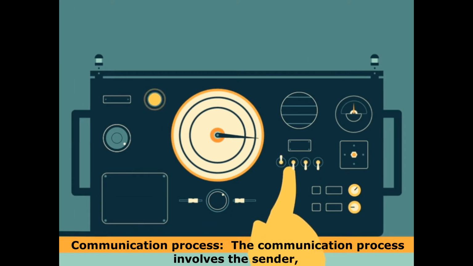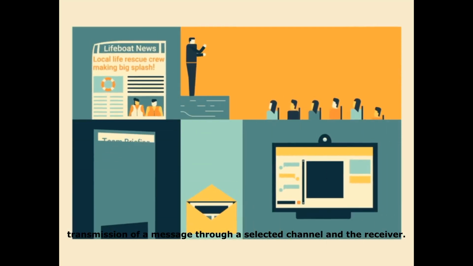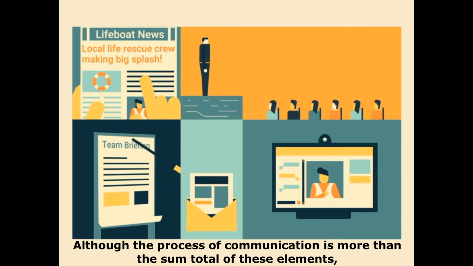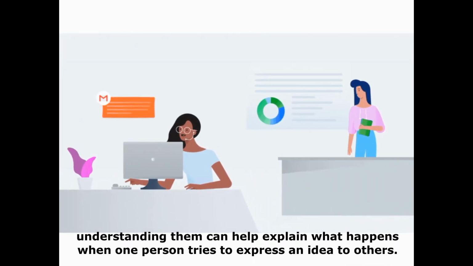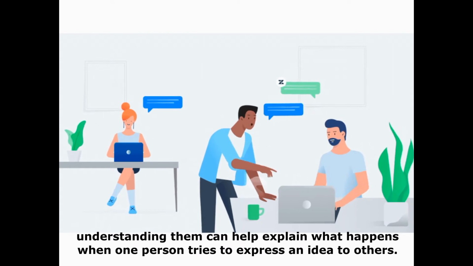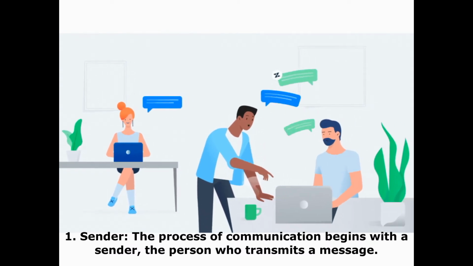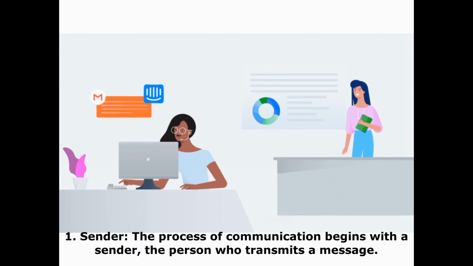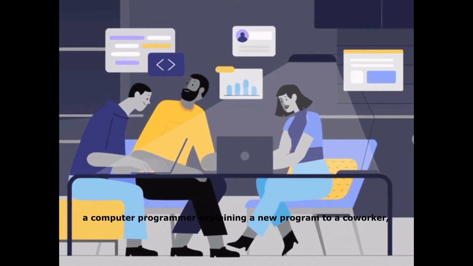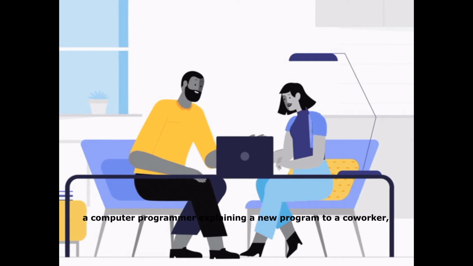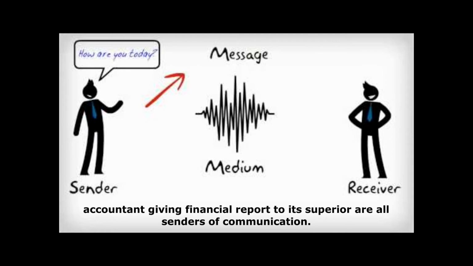The communication process involves the sender transmitting a message through a selected channel to the receiver. Although the process of communication is more than the sum total of these elements, understanding them can help explain what happens when one person tries to express an idea to others. Number 1. Sender. The process of communication begins with a sender, the person who transmits a message. The branch manager explaining new product lines to the sales force, a computer programmer explaining a new program to a coworker, an accountant giving a financial report to a superior are all senders of communication.